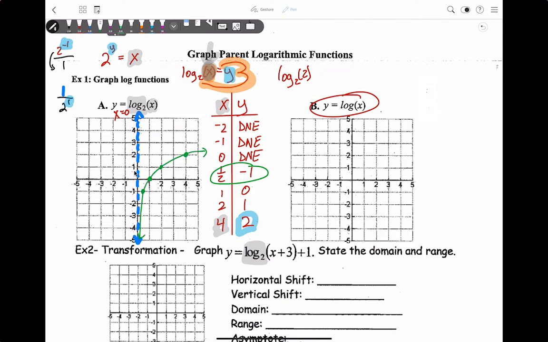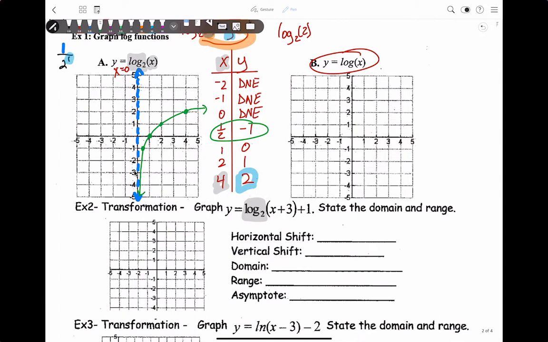I'm going to take this graph, and notice that the only thing that's different is this +3 and this +1. Just like before, everything in parentheses, which is right here, is going to be horizontal change. All the things that are outside of parentheses, like over here and up front, are all going to be vertical change. So what you see here is a horizontal shift of 3 units, not to the right, but to the left, because it's opposite with the x.